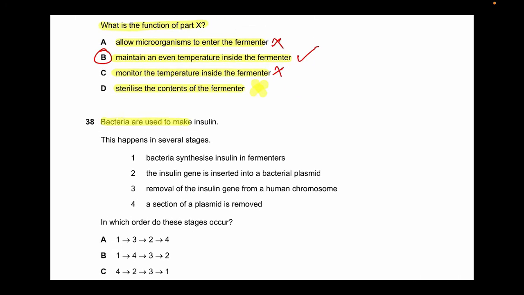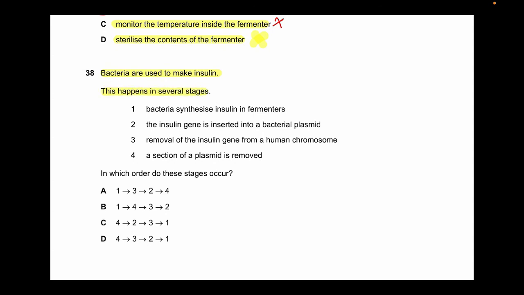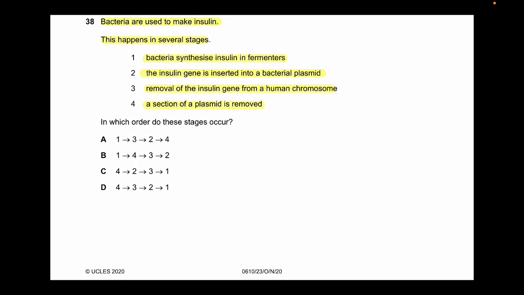Bacteria are used to make insulin. This happens in several stages. Bacteria synthesize insulin in fermenters. Insulin gene is inserted into bacterial plasmid. Removal of insulin gene from a human chromosome. A section of the plasmid is removed. In which order do these stages occur? So basically a section of the plasmid will be removed, and then the removal of insulin gene from a human chromosome. The insulin gene will be inserted into the bacterial plasmid, and then bacteria will synthesize insulin in fermenter. So 4, 3, 2, 1. Option D is the correct answer.